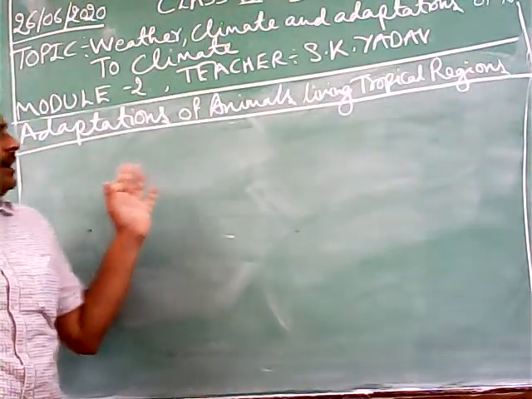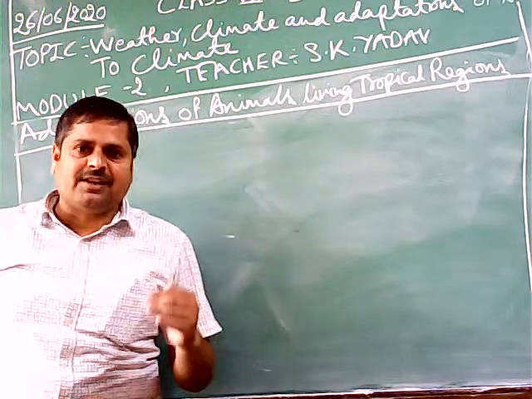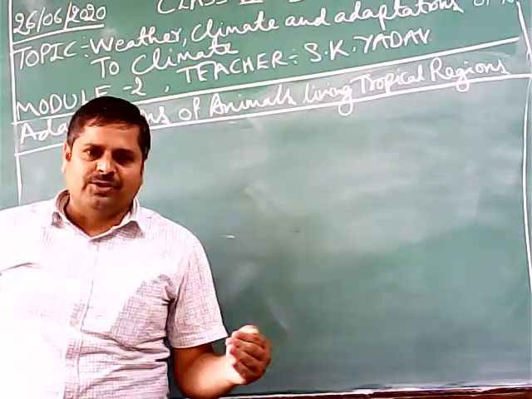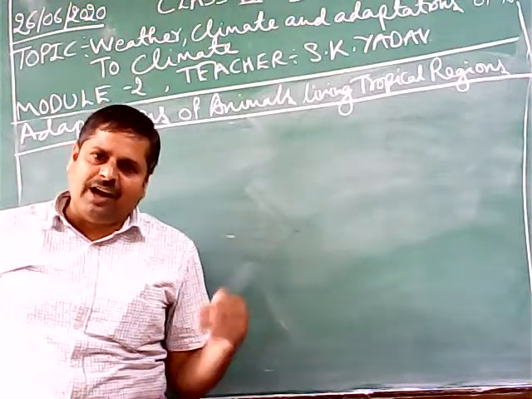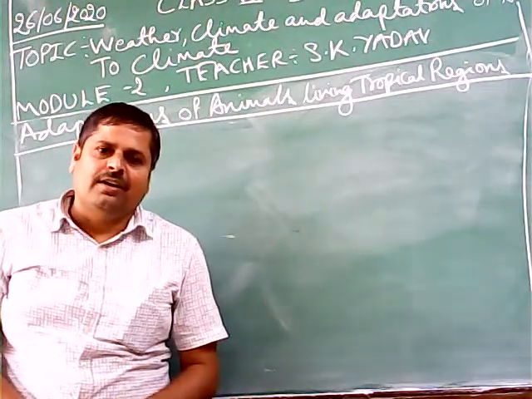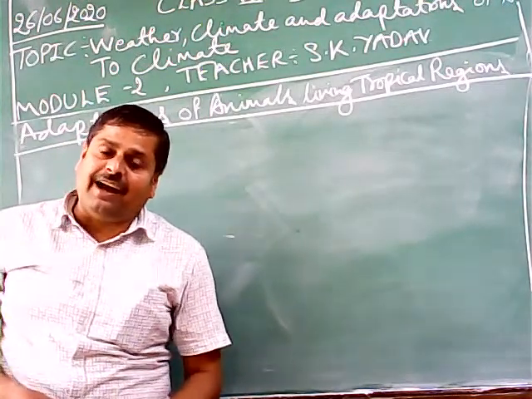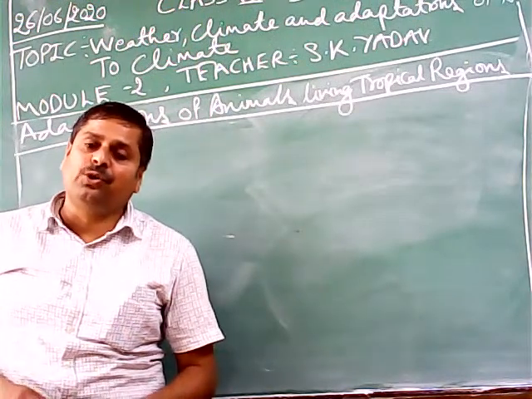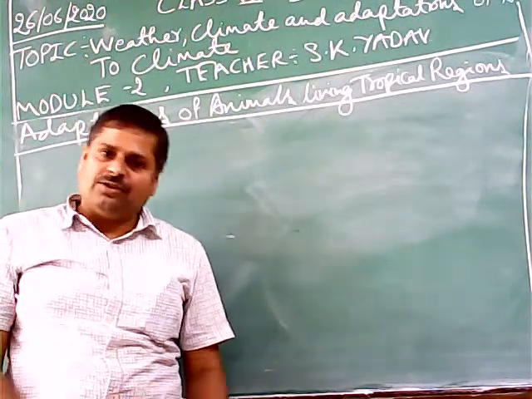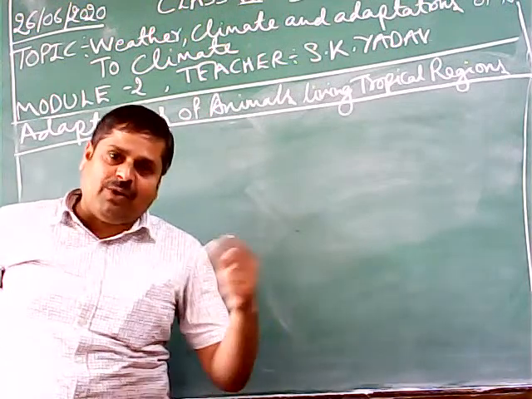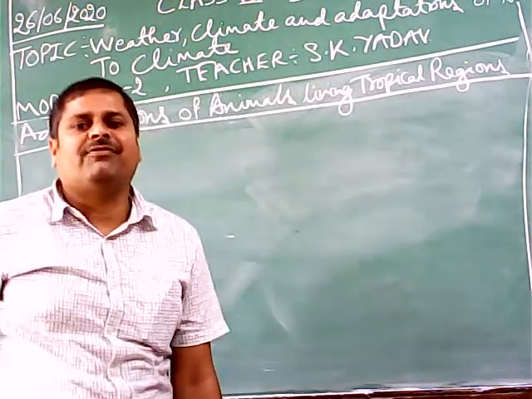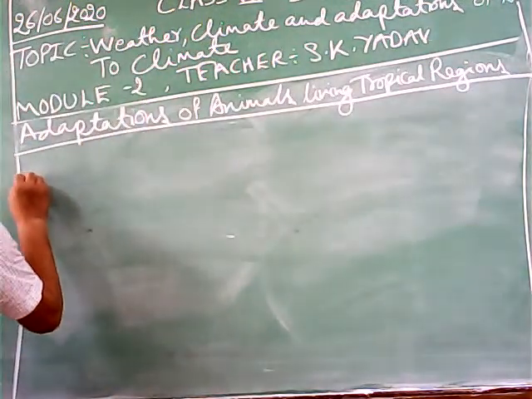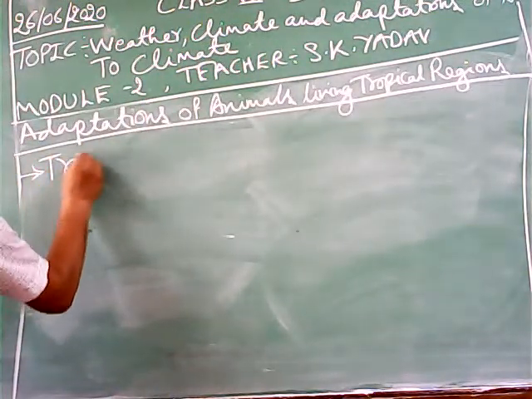So, tropical areas are those areas which are located near the equator. So most of the time they have high temperature, and since they have high temperature, they receive huge rainfall. So these are covered with dense forests called tropical rainforests.